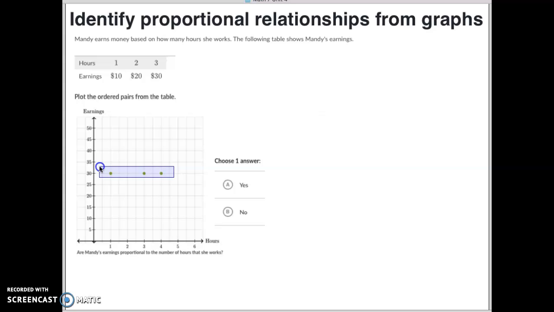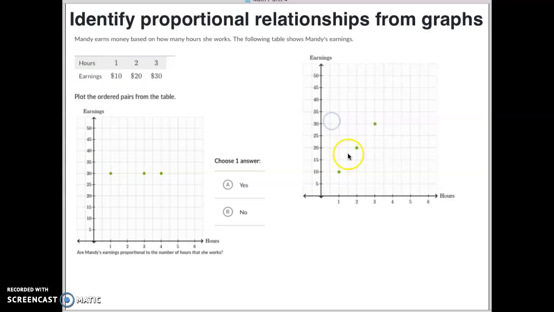So our first thing is we have to regraph this. We've got to graph them correctly based on this. So let's do that. So you can see I put 1 hour is at 10 bucks, 2 hours is at 20 bucks, and 3 hours at 30. Okay. By the way, if you graph this, do you notice how it makes a nice, neat straight line that starts right here at 0, 0?